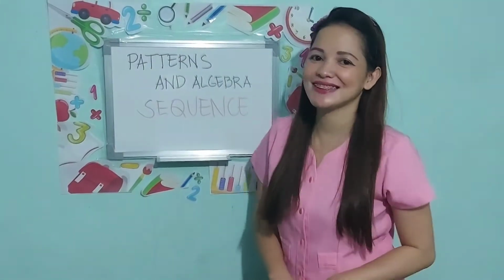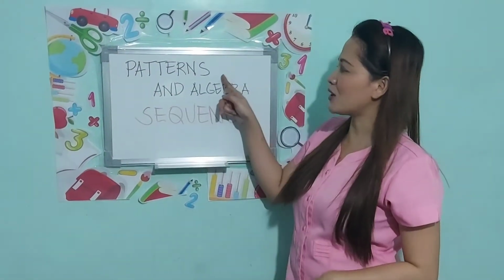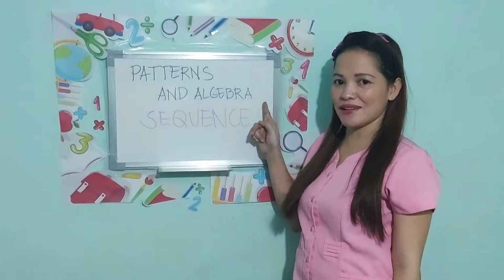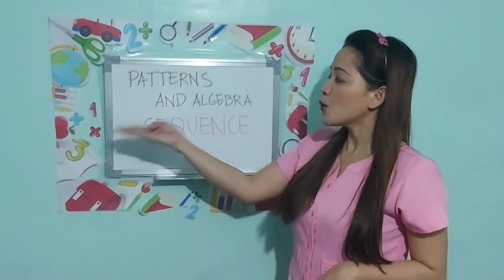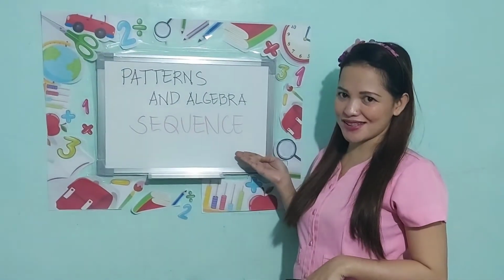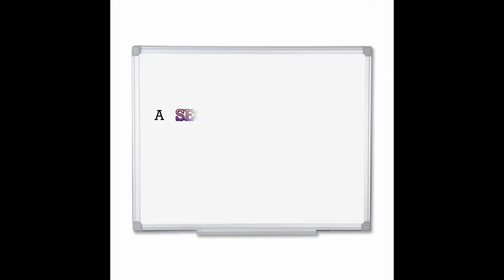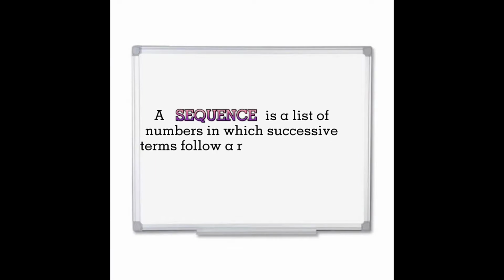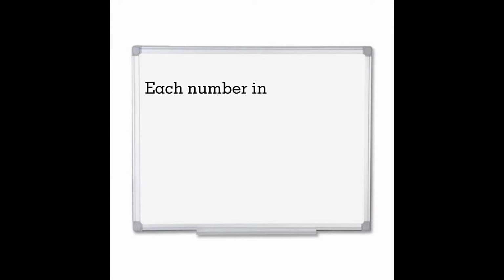Hello everyone! This time, we will talk about patterns and algebra. And for today's lesson, we will talk about sequence. A sequence is a list of numbers in which successive terms follow a rule or a pattern. Each number in a sequence is called a term.